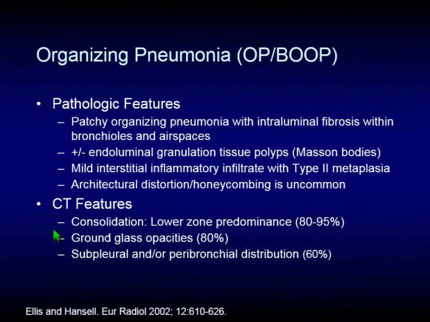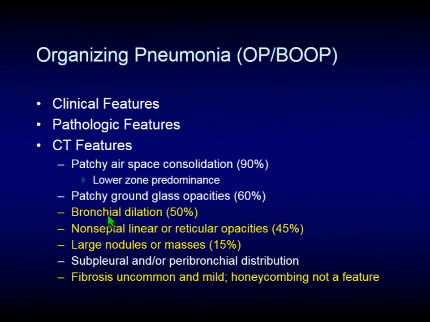The CT features are predominantly consolidation with a lower lung predominance. Sometimes there may be ground glass opacities. And the distribution within the lobe itself is going to be subpleural and peribronchovascular, so it's a combination. Other less common features: you might see bronchial dilation, and you may see a non-septal linear or reticular pattern. There may be more obvious nodules and masses in 15% of cases. Overall, fibrosis is fairly uncommon, and certainly honeycombing is not a feature of this disease.